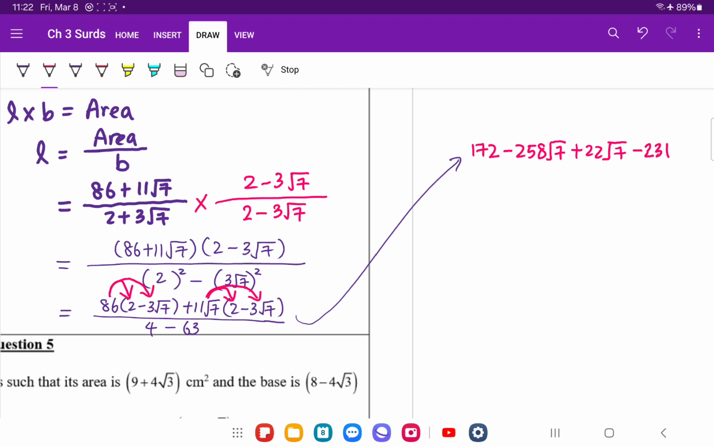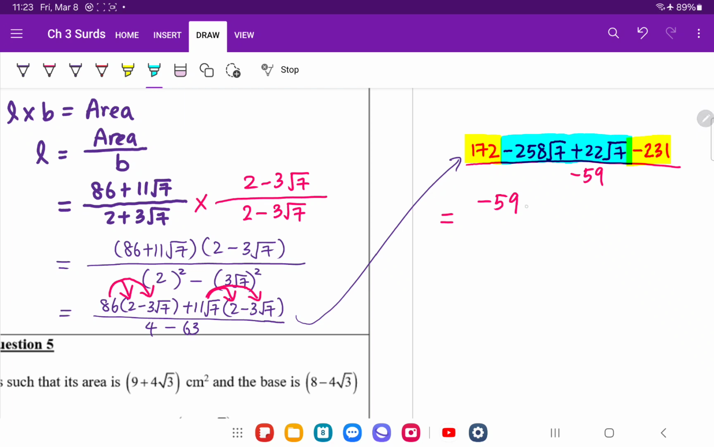And then denominator, what is 4 minus 63? Negative 59. Okay, from here we are ready to simplify. So equals to, okay, number go in number. So 172, go and minus 231. So you get a negative 59 on the numerator. Okay, let's go to the surd. The surd is the one in blue color. Don't forget the negative. So negative 258 plus 22.